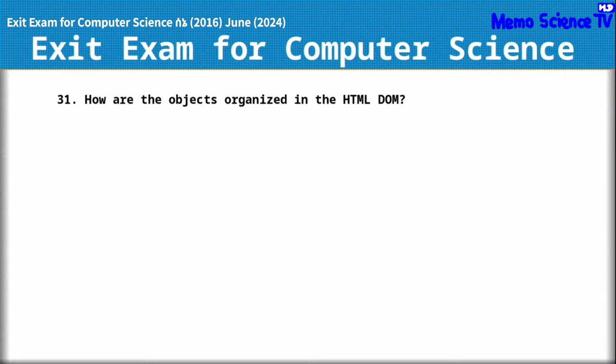Question number 31: How are the objects organized in the HTML DOM? A. Hierarchy. B. Queue. C. Stack. D. Class wise.